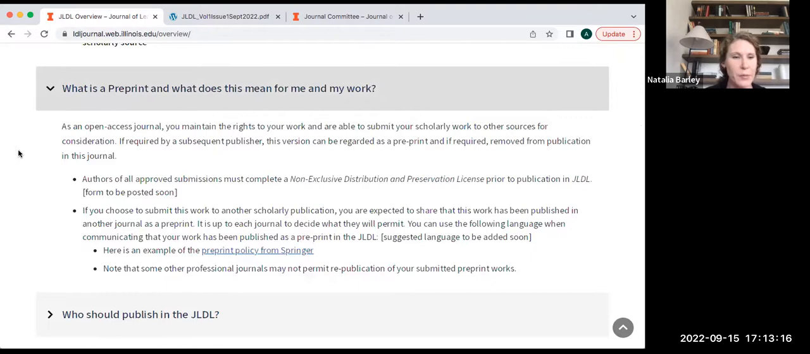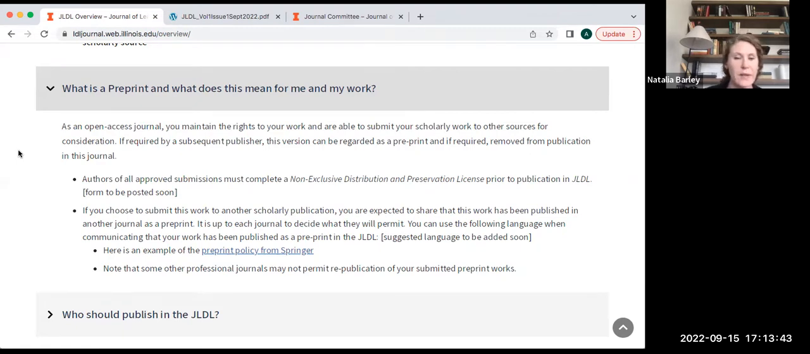The most important piece here is that you will retain the copyright of your work, which also means that you are able to submit the scholarly work to other sources for consideration, even after it has been printed in JLDL. If the subsequent publisher requires it, we can remove your work from the publication in JLDL, if this is necessary.